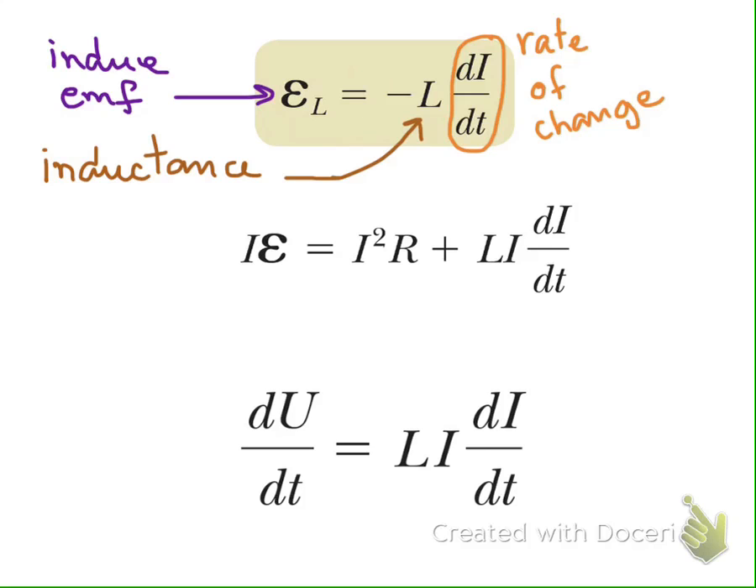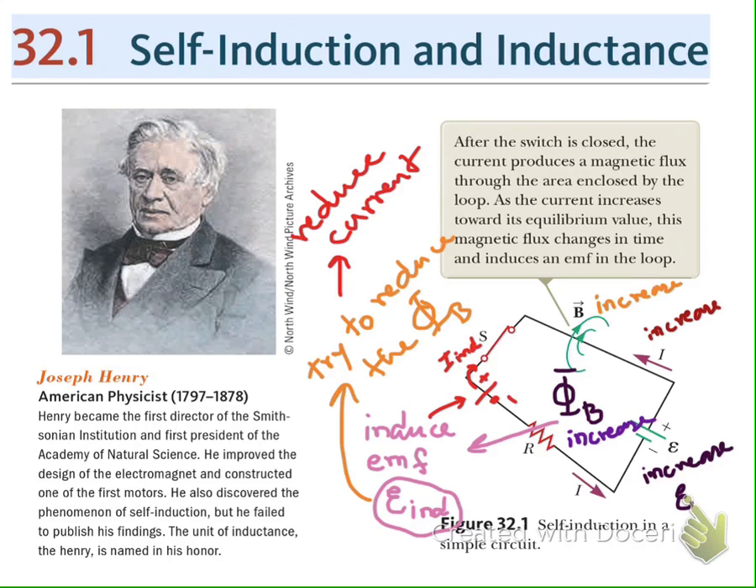What will happen if di/dt is equal to 0? If di/dt equals 0, it means that E_L is 0, right? And when we look back at this circuit again, it means that we don't have this additional energy source if the current is not changing in time.